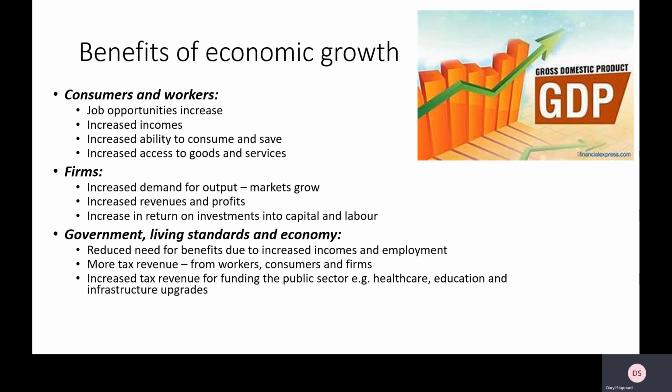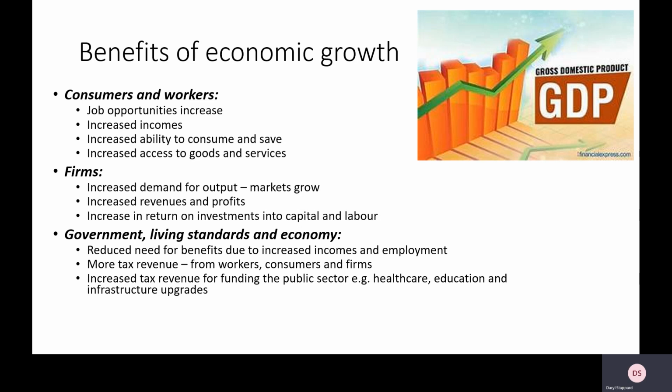For businesses, firms are driven by profit. So if you've got growing GDP, you've probably got firms experiencing growing demand for their goods and services. So that means their market grows, their share price will grow, their profitability will increase, dividend payments can increase, and it also means they've got more funds available to invest into capital and labour. But also, if profits are growing and prices are growing, they've got more incentive to invest into capital and labour to upgrade their capacity due to higher returns being available on those investments.